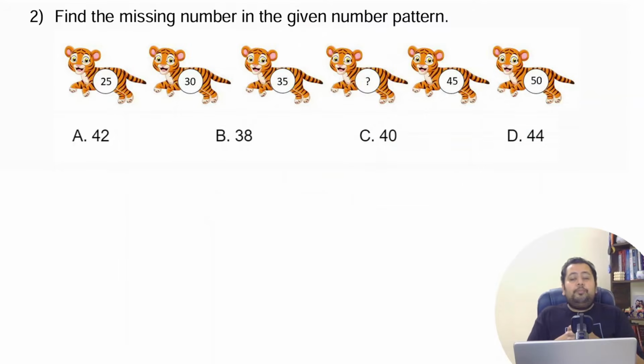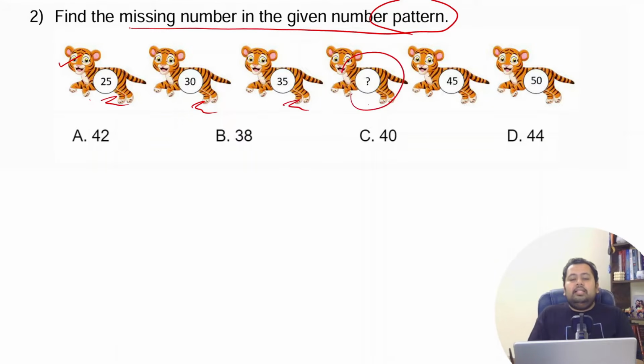So question number two is a pattern problem. There is a missing number in the given number pattern. You see cubs over here, a number of cubs. There are some numbers written on these cubs, right? And there is a missing number. And obviously, there is a pattern that is being followed. You have to find the pattern and then find the missing number.